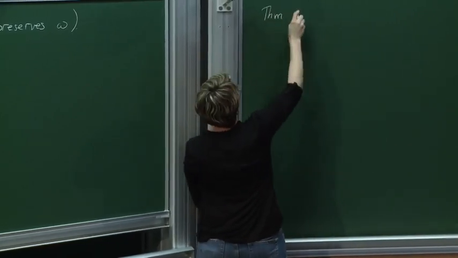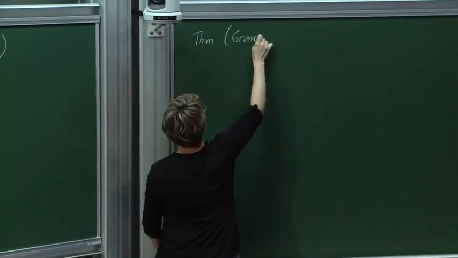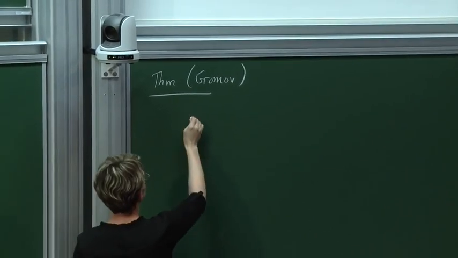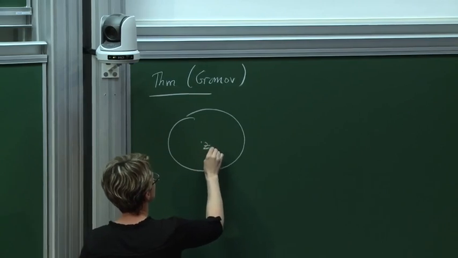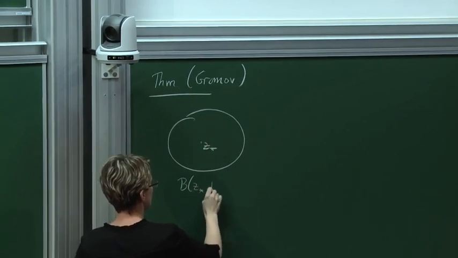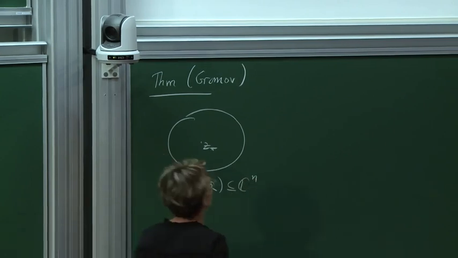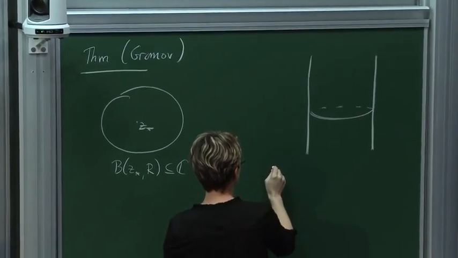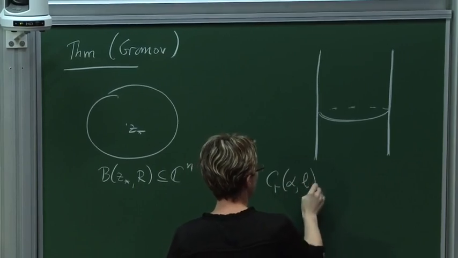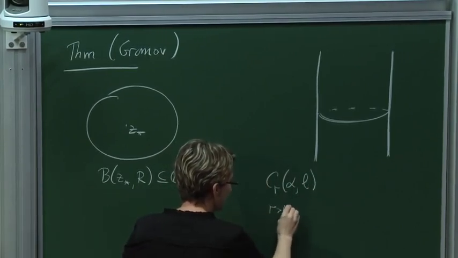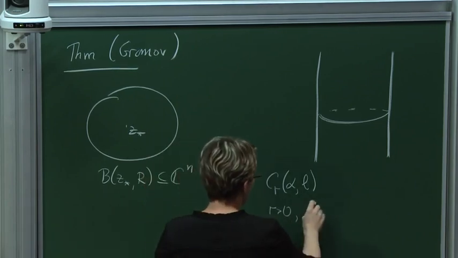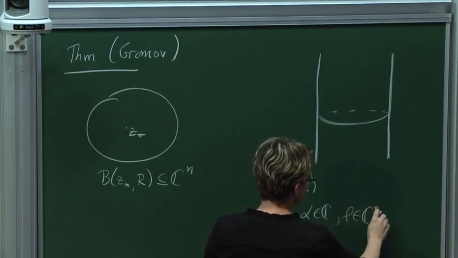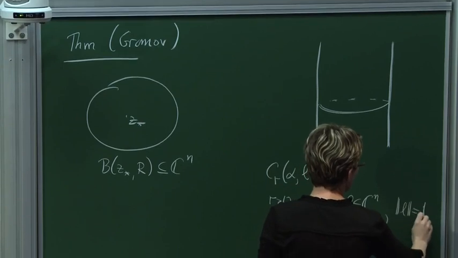Gromov's theorem, due to Gromov. What does it say? Well, imagine that I have a ball centered at z star of radius r. So this is a ball in Cn. And imagine that we have a cylinder, okay, which I'm going to write like this, C_R(alpha, L), okay? So the parameter R is the radius of the cylinder and is positive. Alpha is the center over here, a complex number. And L is an element of Cn, which is normalized to have length 1, okay?